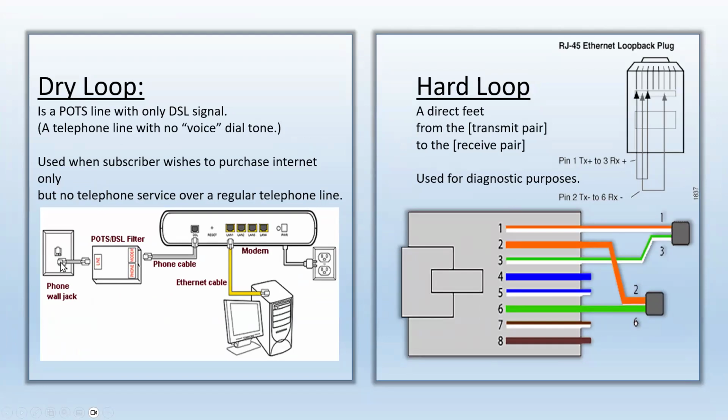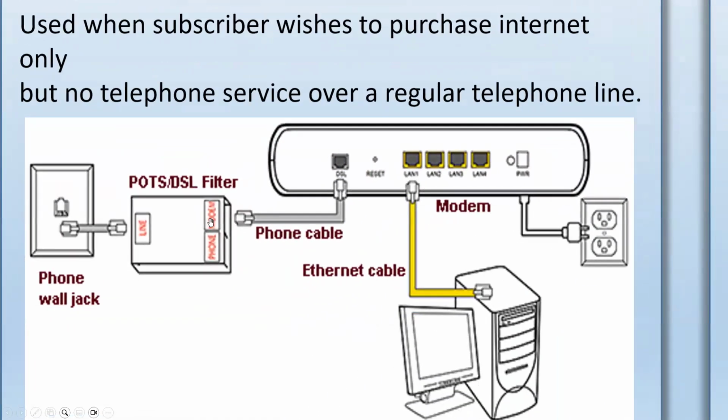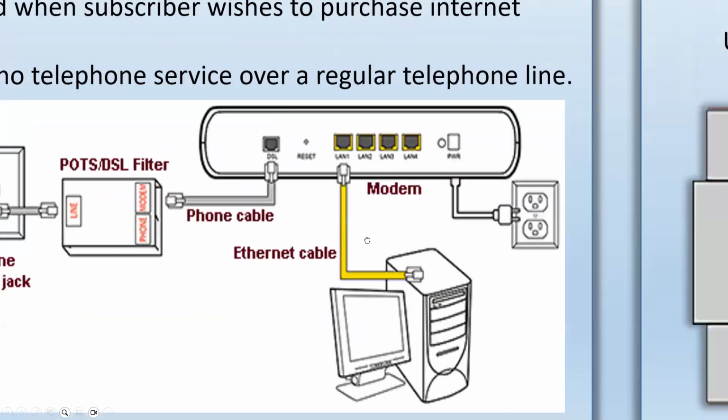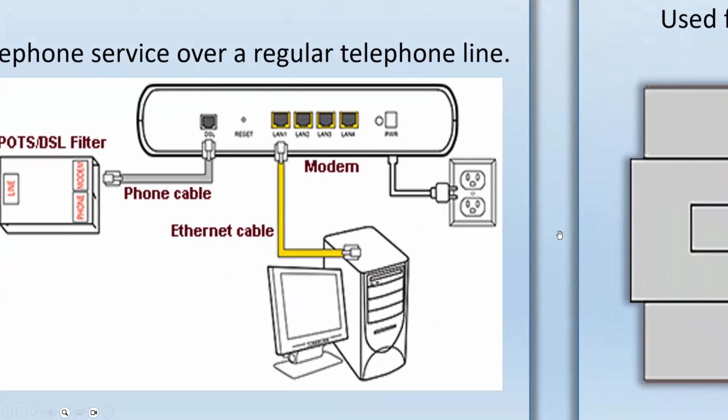Here's the phone jack, here's the POTS filter, and let's say here the modem signal is going to be connected to the modem, and the voice or phone is going to be connected to the rest of the phones. However, with the dry loop, you don't get the phone, you just get the internet signal. So you can connect that straight into the modem because you're not using phones. And from the other side of the modem, things are getting connected to the PCs and so on.